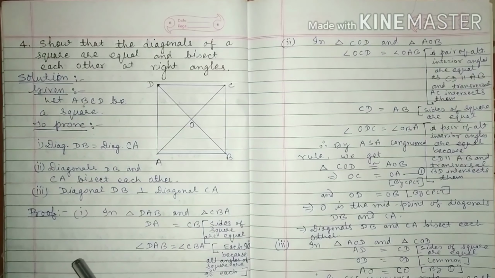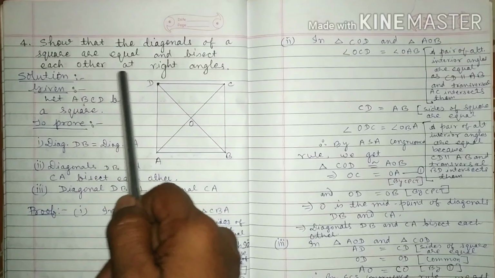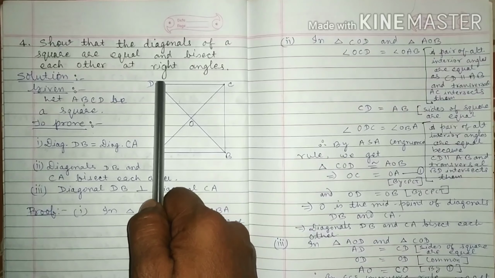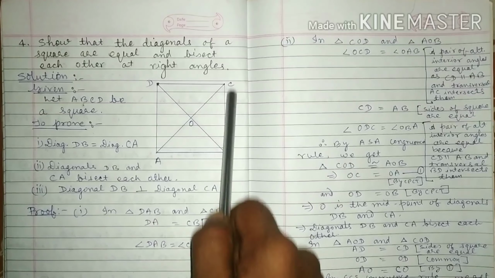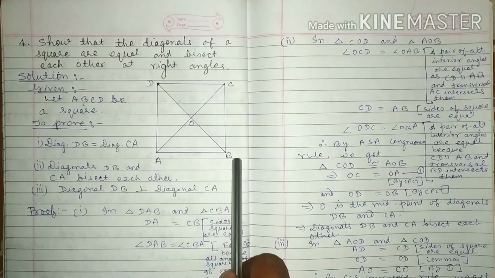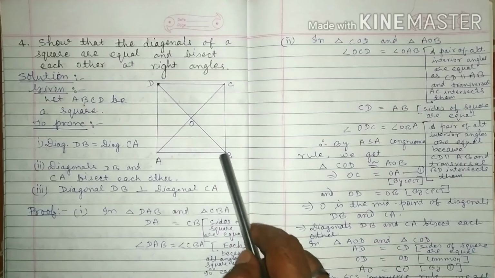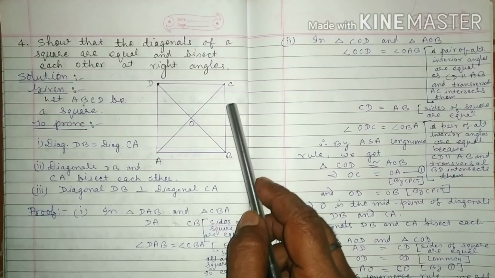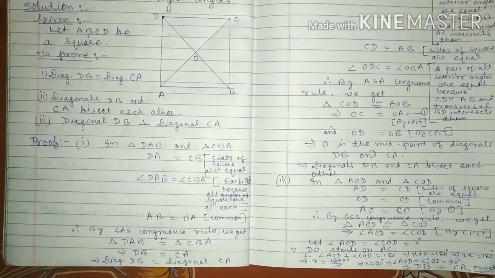Now question number 4. Show that the diagonals of a square are equal and bisect each other at right angles. For the solution of this question, we write given. Let ABCD be a square. To prove: first, diagonal DB is equal to diagonal CA. Second, diagonals DB and CA bisect each other. Third, diagonal DB is perpendicular to diagonal CA.